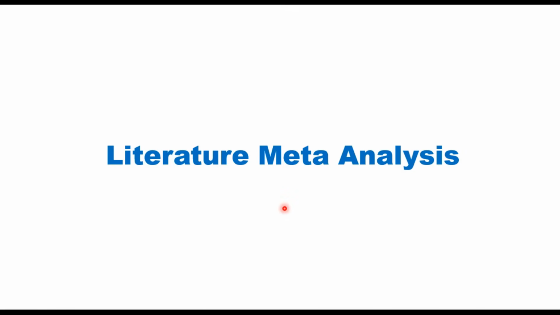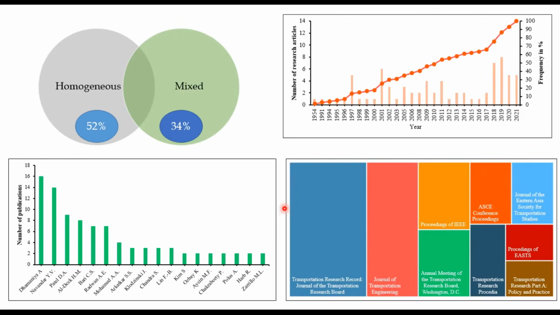Then the third and final step is literature meta-analysis. From the final tally of literature, for example in this case the 72 papers which you finally selected, the data set can be used to conduct a preliminary meta-analysis. It can be like this: for homogeneous traffic you found 52% papers and 34% papers are on mixed traffic.